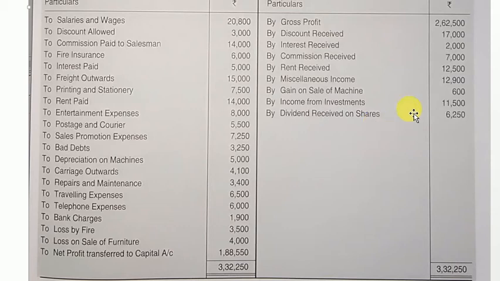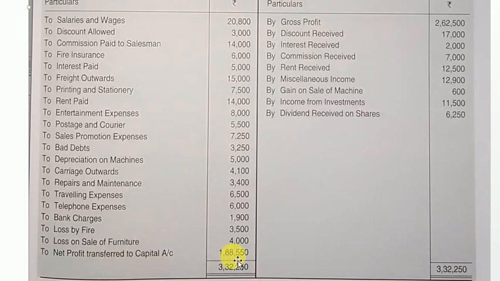So the sum of the credit side is 3,32,250, and here the total expenses will be less than the total income. So the difference will be net profit, transferred to the capital account. So this is the net result for which we prepare the profit and loss account. This is why we prepare the trading and profit and loss account, to find out the amount of net profit.